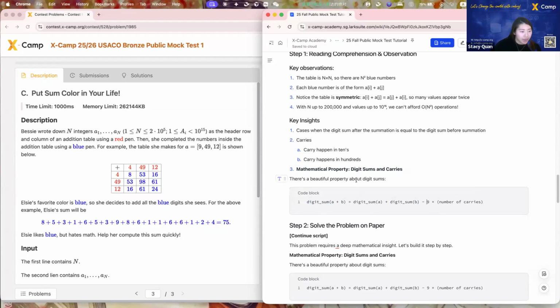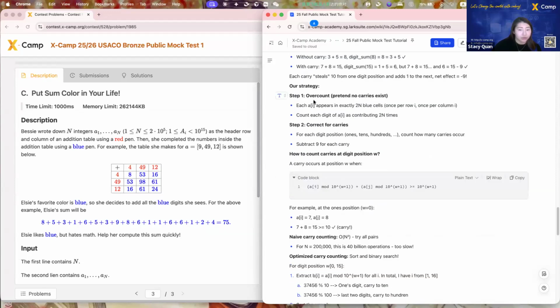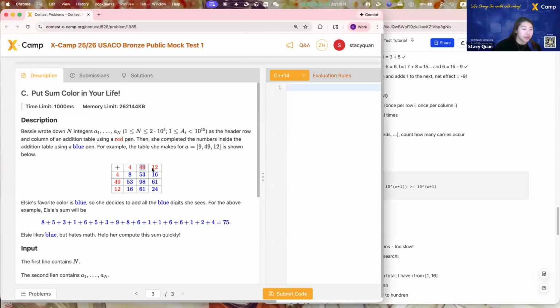With this key insight, the problem basically reduces to a counting problem. Let's first count the individual digit sums for all the numbers. The rows and columns are symmetric, so let's break down the number 49 into 4 and 9, and break down 12 into 1 and 2. Let's break them down together.